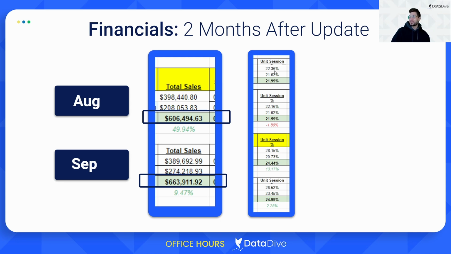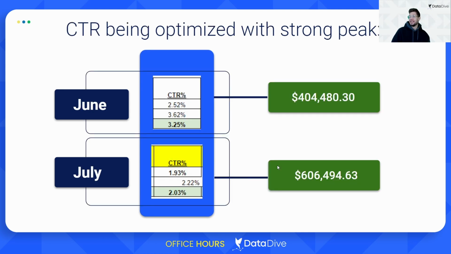This is unit session percentage before, right around 22, 21.5%. This is after the change, getting up as high as about 25%. And then this is looking at click-through rate.